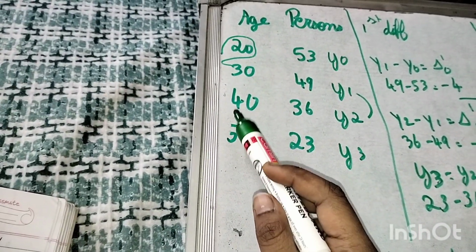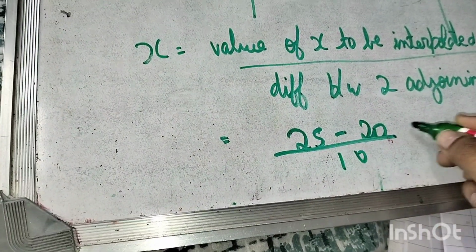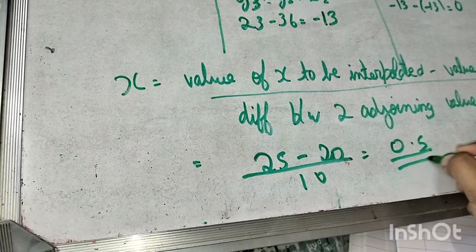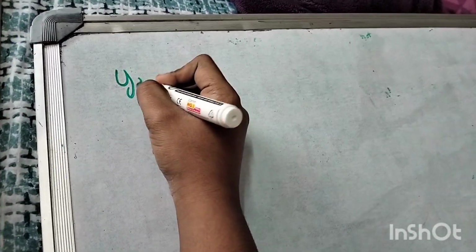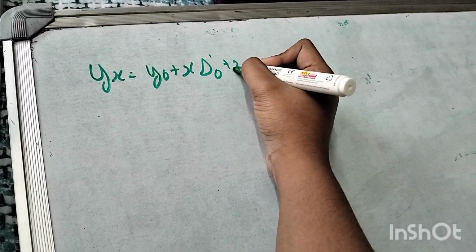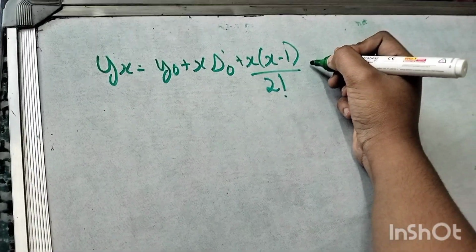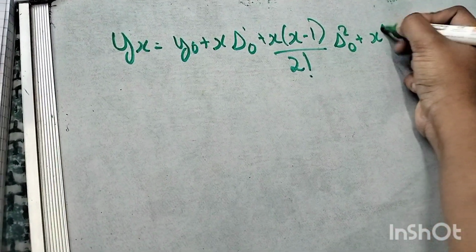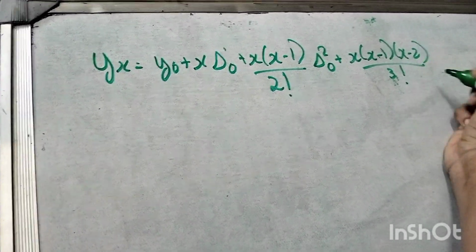So you need to see the difference between all these. 50 minus 40 is 10, 40 minus 30 is 10. So 25 minus 20 divided by 10, that is nothing but 0.5. Now we write down the formula for yx. So yx is equal to y naught plus x into delta 1 0 plus x into x minus 1 by 2 factorial, next is delta 2 0 plus x into x minus 1 into x minus 2 by 3 factorial.